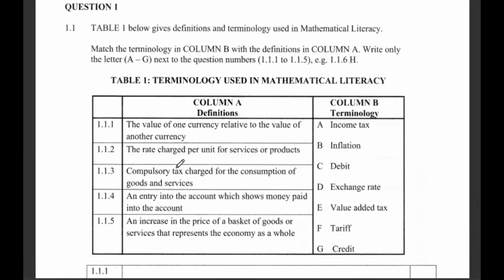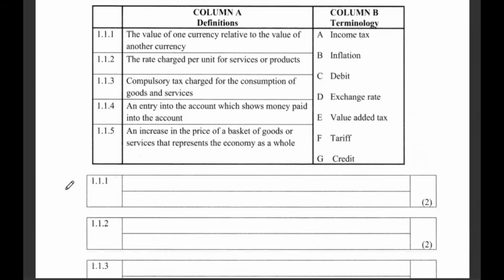Now look at the first question, 1.1. They're telling us Table 1 gives definitions and terminologies that are used in MathSlit. Match the following, column A and column B. So with 1.1.1, the value of one currency relative to the value of another is the same as the exchange rate, so we're going to go with option D. And then 1.1.2, the rate that is charged per unit of services or products, that is the same as a tariff, which is our F.